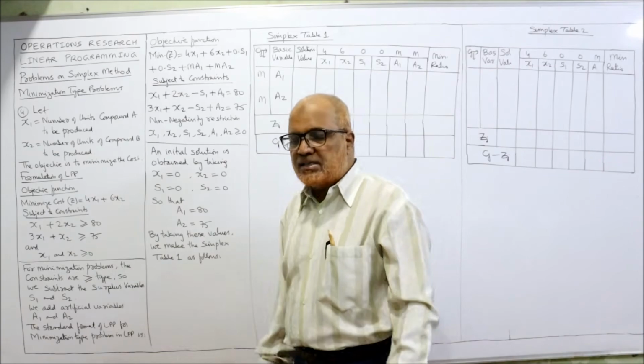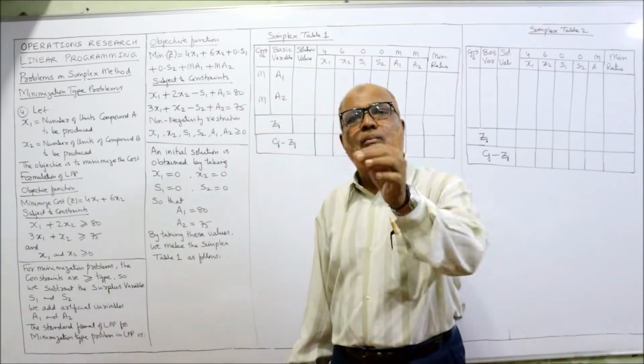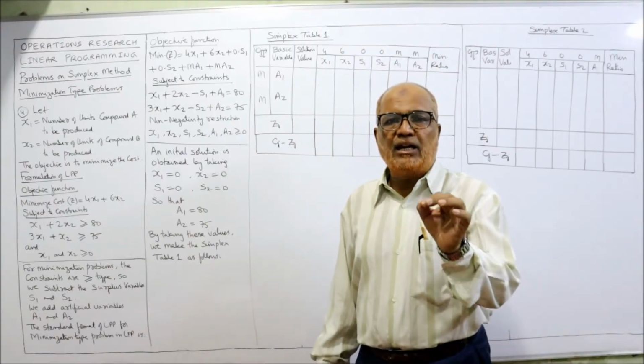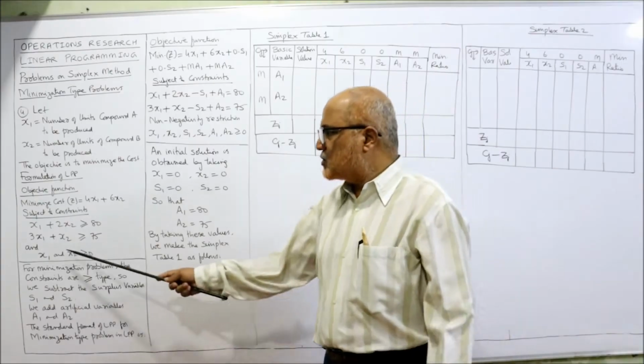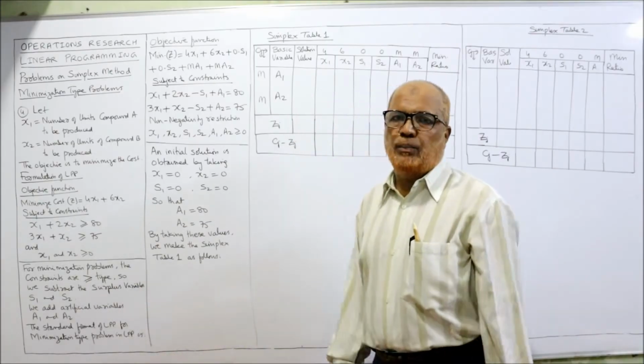And the non-negativity restriction says that X1 and X2 should always be 0 or more, but not less than 0. There cannot be negative production. So X1 and X2 greater than or equal to 0. This is the formulation of the LPP.